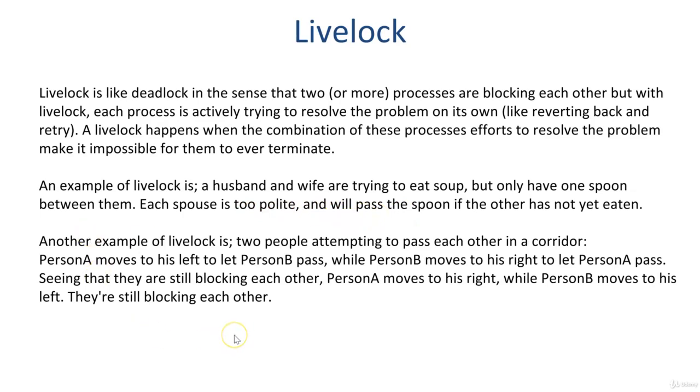Another example of LiveLock is two people attempting to pass each other in a corridor. Person A moves to his left to let person B pass, while person B moves to his right to let person A pass. Seeing that they are still blocking each other, person A moves to his right, while person B moves to his left, and they are still blocking each other. So they are actively doing something. They are trying to unblock each other, but they are in a deadlock situation, but they are doing something actively. And that's a situation of LiveLock.